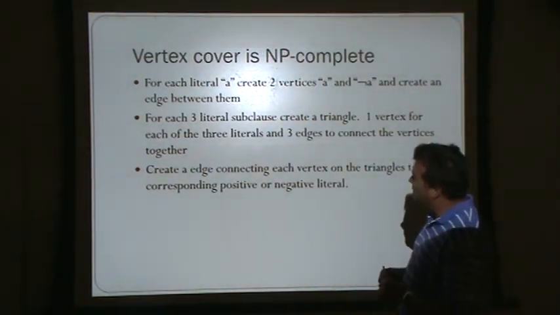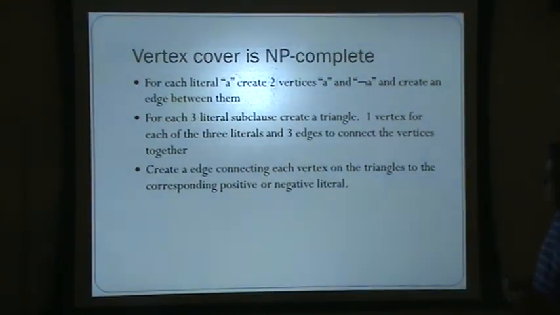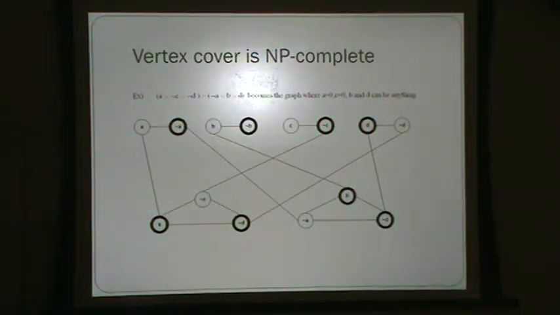So for each literal A, we'll create a vertex A and not A, and then create an edge between them. For each 3 literal subclause, we'll create a triangle, 1 vertex for each of the 3 literals, with edges connecting the vertices. I'll show a picture in a second. And then we add an edge connecting each vertex in the triangle to the corresponding positive or negative literal. So, let's say we had a graph like this. Here's basically what we're doing.